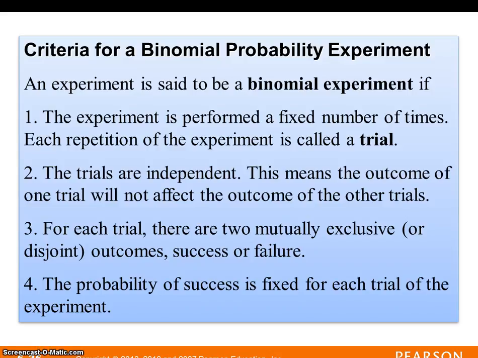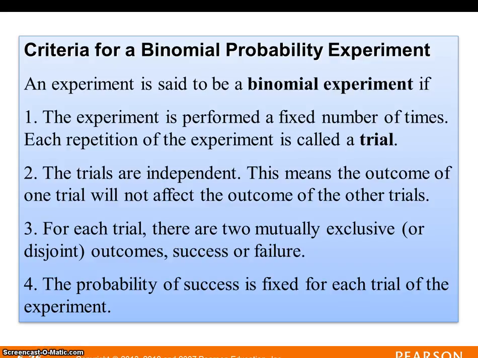The trials are independent. This means that the outcomes of the trials will not affect the outcomes of the other trials. Again, this is like flipping a coin. It's sort of the basic example of a binomial experiment, because you either get heads or tails. And flipping a coin once shouldn't affect the next time whether it comes up heads or tails. For each trial, there are 2 mutually exclusive outcomes. Like I said, heads or tails, you can think of flipping a coin for this.